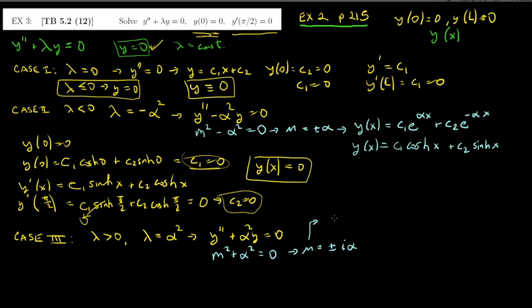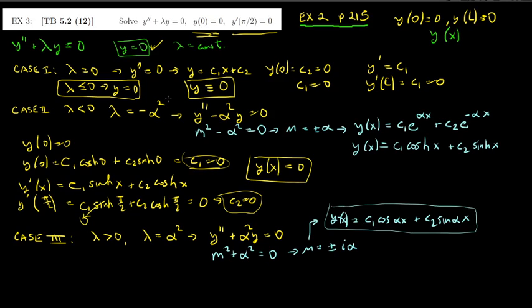So remember what that gives us. Instead of writing e to the i alpha x, we're going to use sines and cosines. So y of x here is just going to be c1 cosine alpha x plus c2 sine alpha x. Okay, so that's our general solution. Now to find the c1 and c2, we just apply the same boundary conditions.